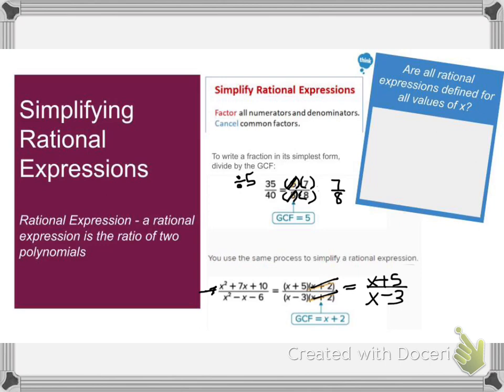So in terms of this, I have one more question. Are all rational expressions defined for the values of x? Think about if there's any value that this fraction could not include. X cannot be which number? Please answer, are all rational expressions defined for values of x? Yes or no, and why, before you move on.